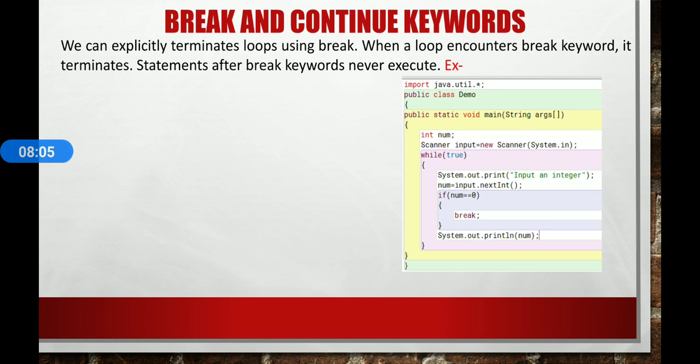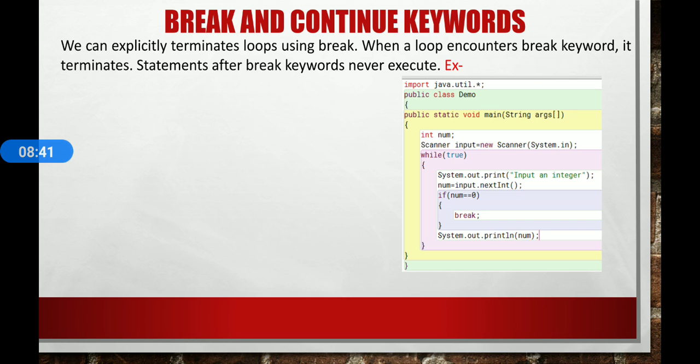Now let's see the break and continue keywords. We have seen how a switch block is exited using break. Considering loops, we have learned that loops terminate when the condition returns false. We can also explicitly terminate a loop using break. When a loop encounters the break keyword, it terminates. Statements after the break keyword never execute.